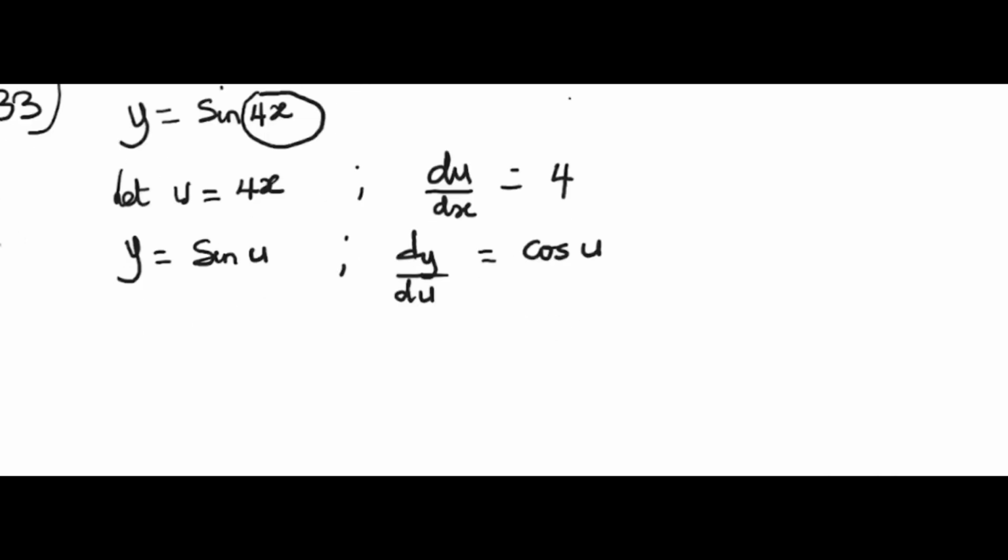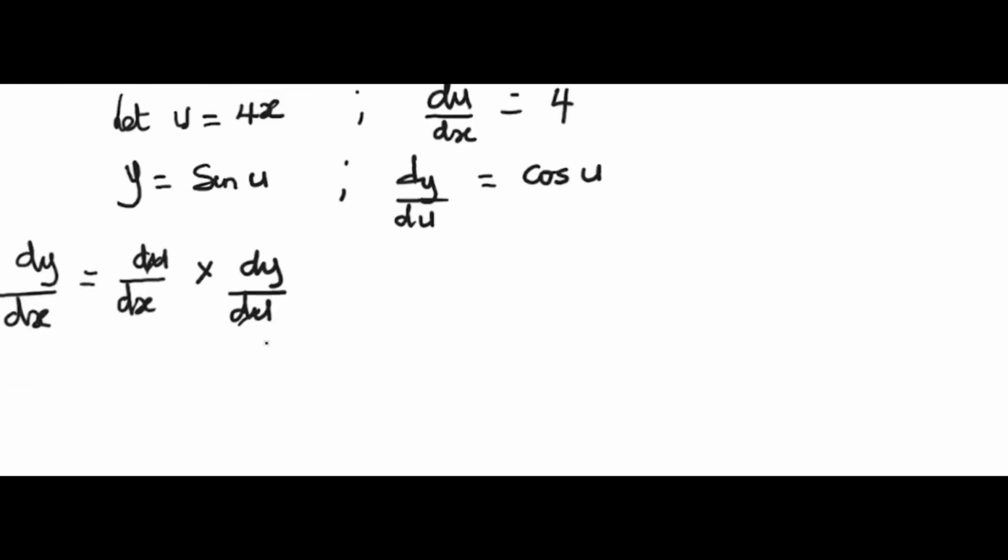Now in chain rule, dy/dx, I'll still drop a video on derivatives. dy/dx is simply your du/dx times dy/du. So when that happens, you see that this will take this. You have your dy/dx, right? So that's the essence of this. You multiply to get your dy/dx. So multiplying, we will have 4 times cos u. And that will give us what? 4 cos u.